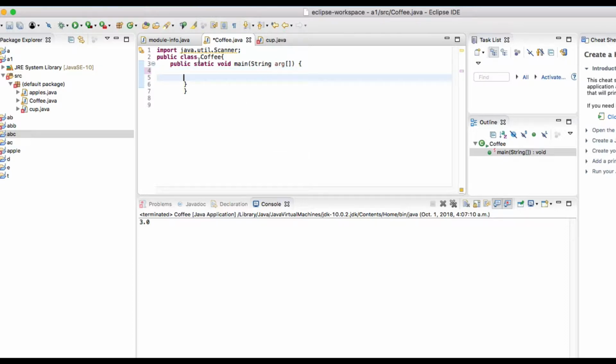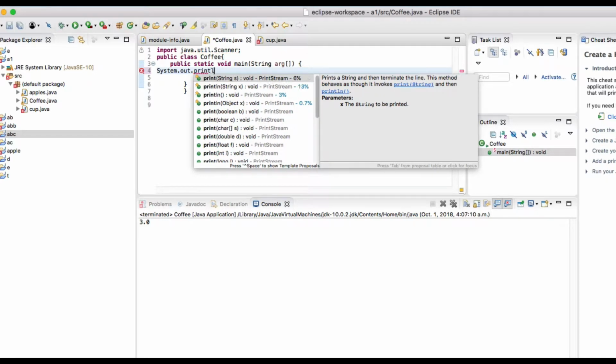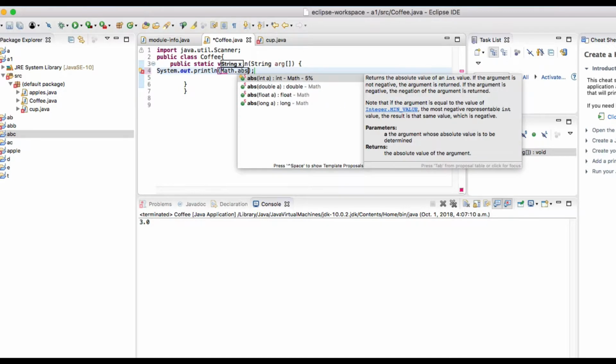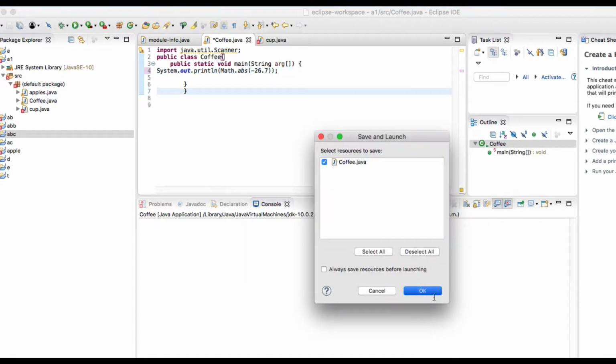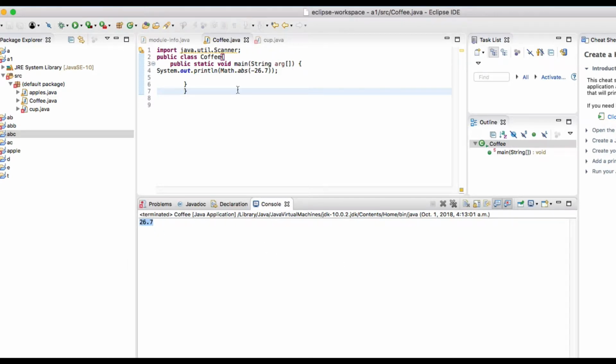For that, we have to just put the System.out.println statement, and Math.abs, abs for absolute value. Let's put a number, let's say negative 26.7, and let's go ahead and run this one. Now you can see we are getting the positive value of that, because when we take the absolute value of any negative value, the negative goes away and we get the positive value.